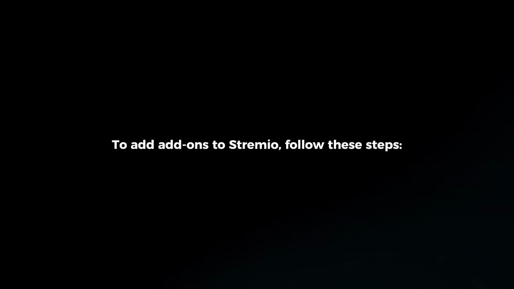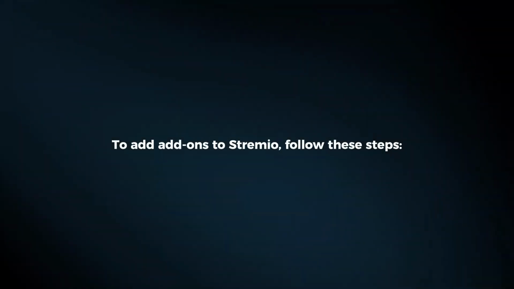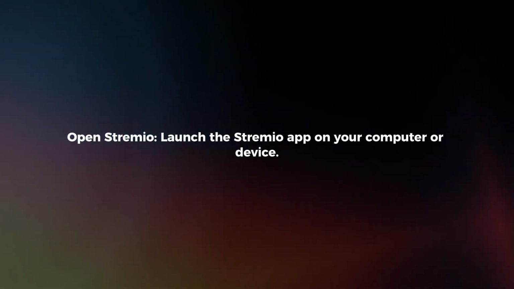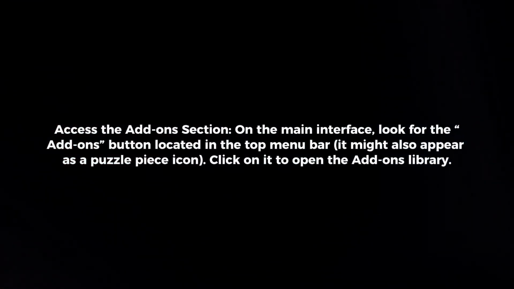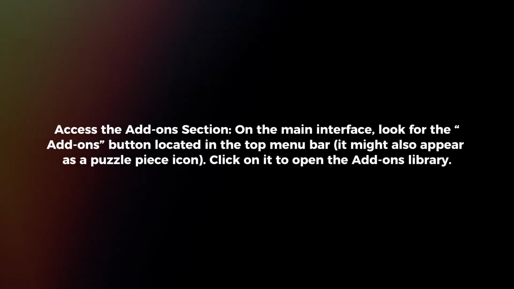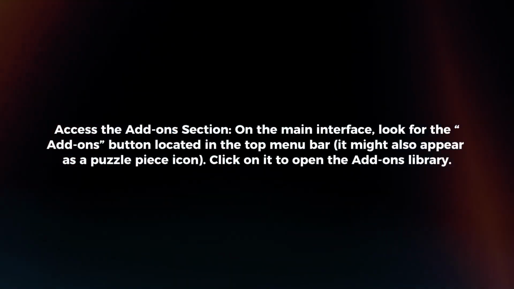To add add-ons on Stremio, follow these steps. Open Stremio. Launch the Stremio app on your computer or device. Access the add-ons section. On the main interface, look for the add-ons button located in the top menu bar. Click on it to open the add-ons library.